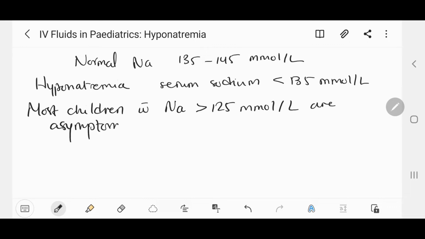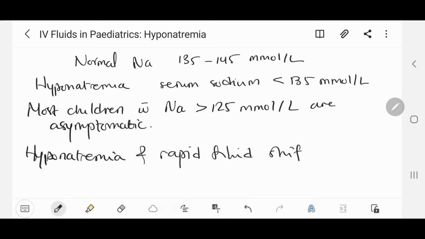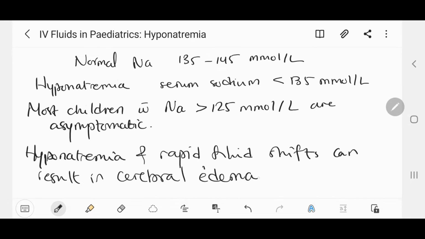So most children with sodium above 125 millimole per liter are asymptomatic. So not many symptoms show unless it gets lower. Hyponatremia and rapid fluid shifts can result in cerebral edema, which causes neurological symptoms.